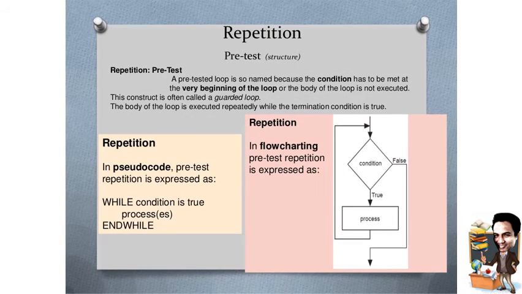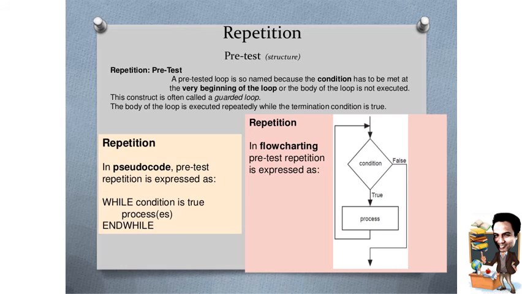And finally, repetition. Repetition is a pre-tested loop. It is so named because the condition has to be met at the very beginning of the loop, or the body of the loop is not executed. This construction is called a guarded loop. The body of the loop is executed repeatedly while the termination condition is true.